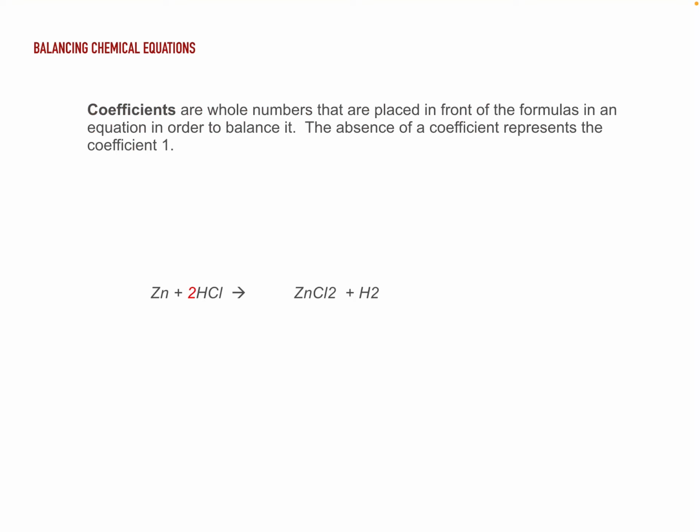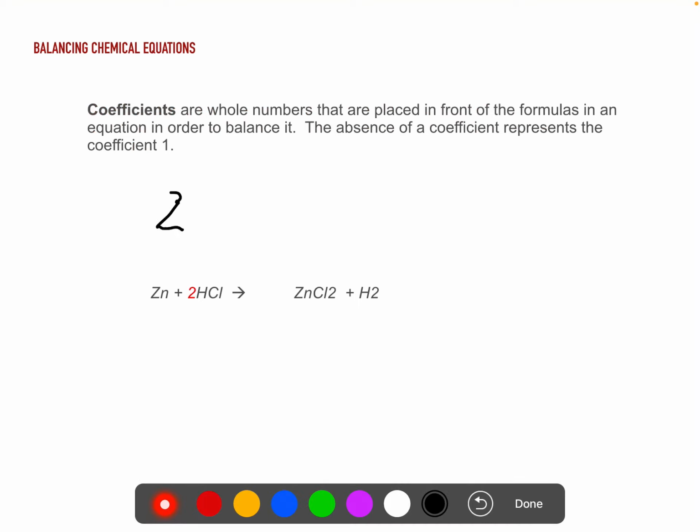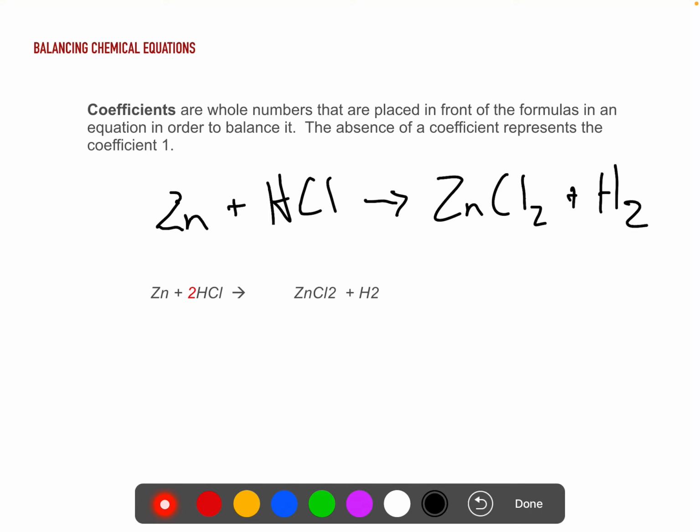Here, for some reason that 2 already came in. Well, it's because it's all balanced already. I didn't want it to be balanced. But zinc and hydrochloric acid make zinc chloride and hydrogen gas. Well, to get everything balanced, let me just go ahead and write this out. Zinc plus HCl gives us zinc chloride. Sorry that my subscripts are continuing to not work.